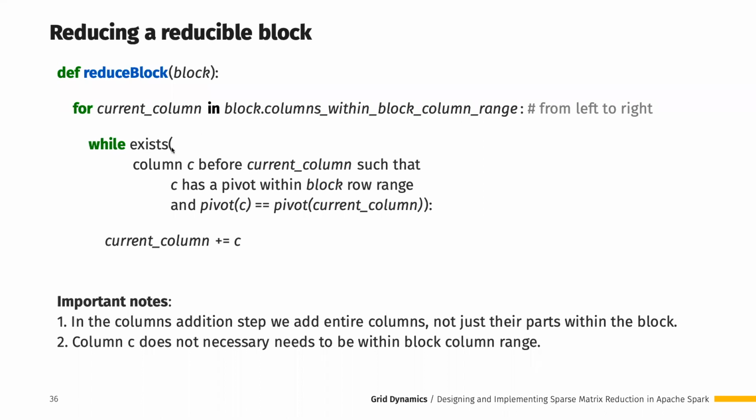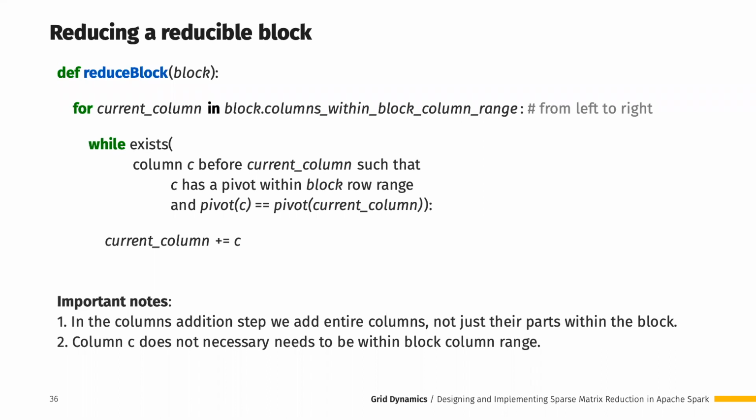And again, while there exists a column C that's before the current column, such that it has the same pivot as the current column, and also that this pivot is within the block's row range, if it is the case, we add this column to the current column. And we continue until there's no other column to the left of the current column that has the same pivot, and the pivot is within the block's row range.